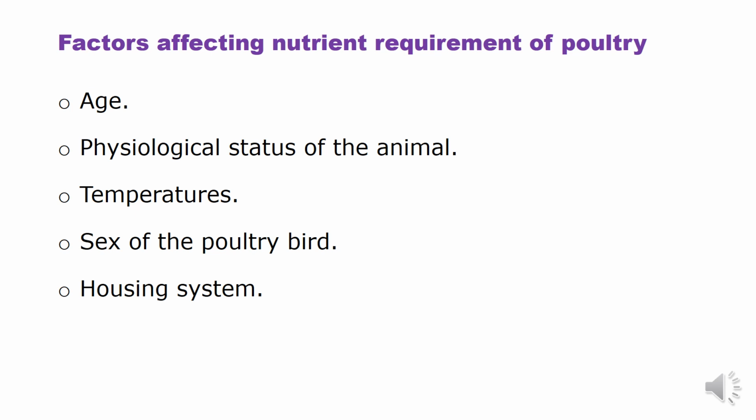You see that there are some factors that affect nutrient requirement of the poultry. For example, we shall look at age. We have seen that the young ones require more proteins than the old ones. We shall look at temperatures. High temperatures affect the feed intake, and this reduces it. Then we shall see different sex. For example, the female layer and the male require slight differences in nutrients. So you have to consider that.